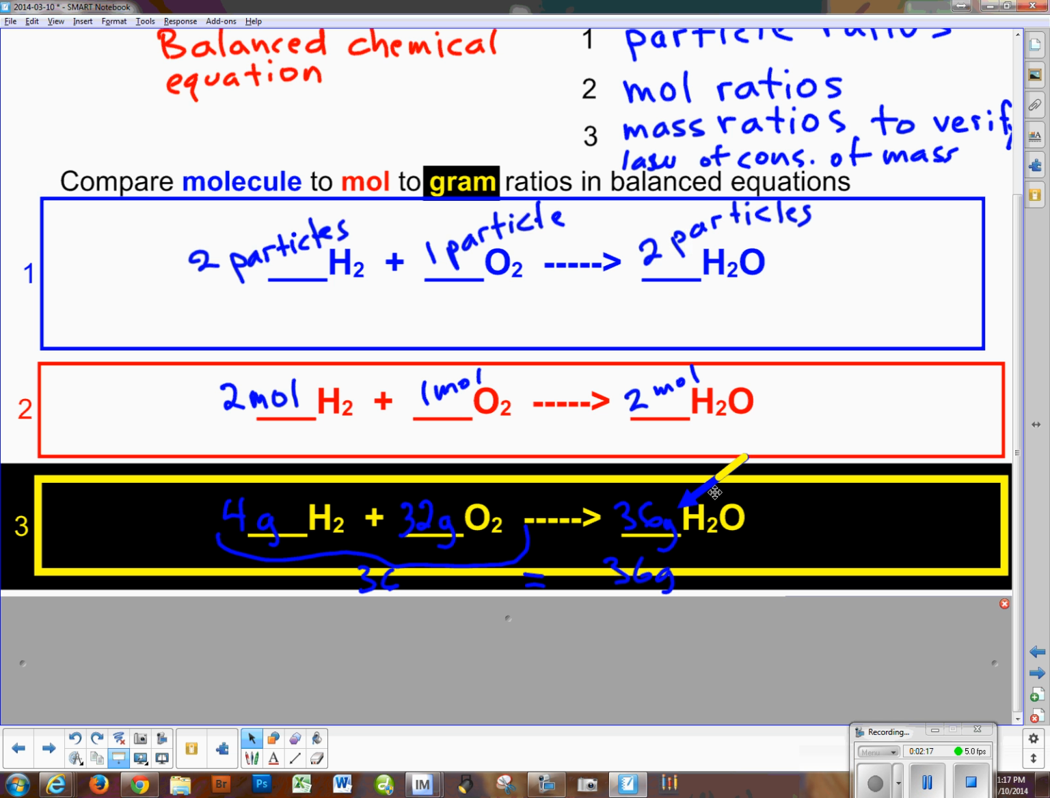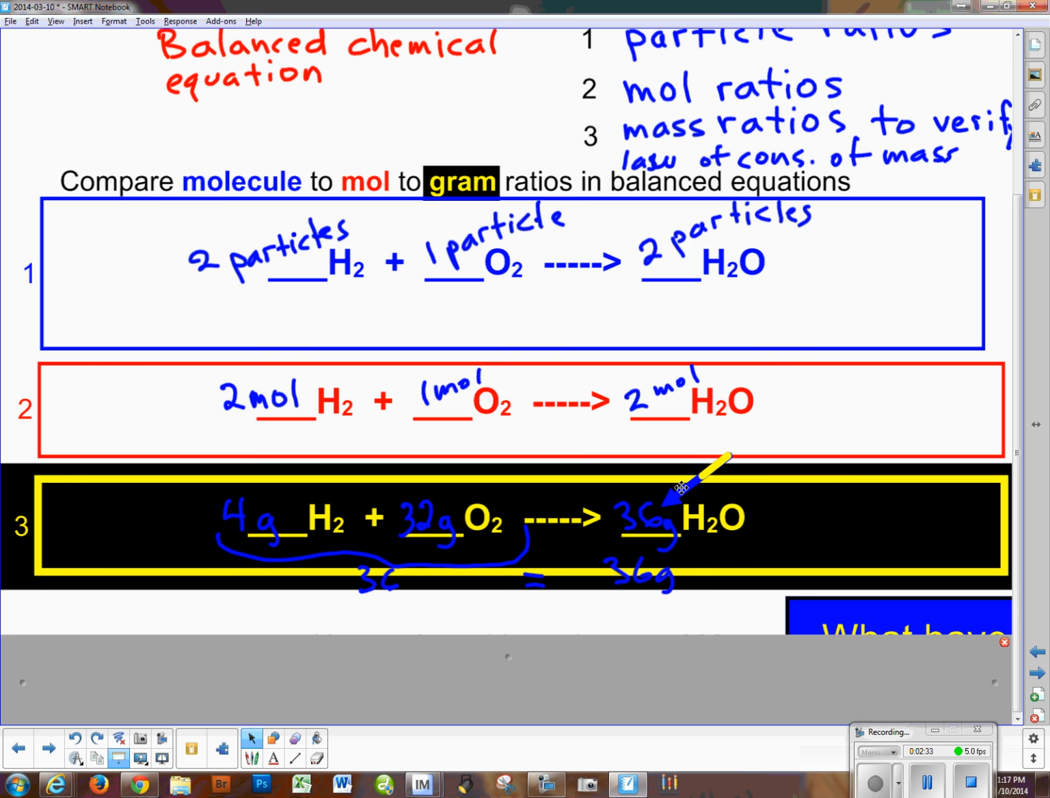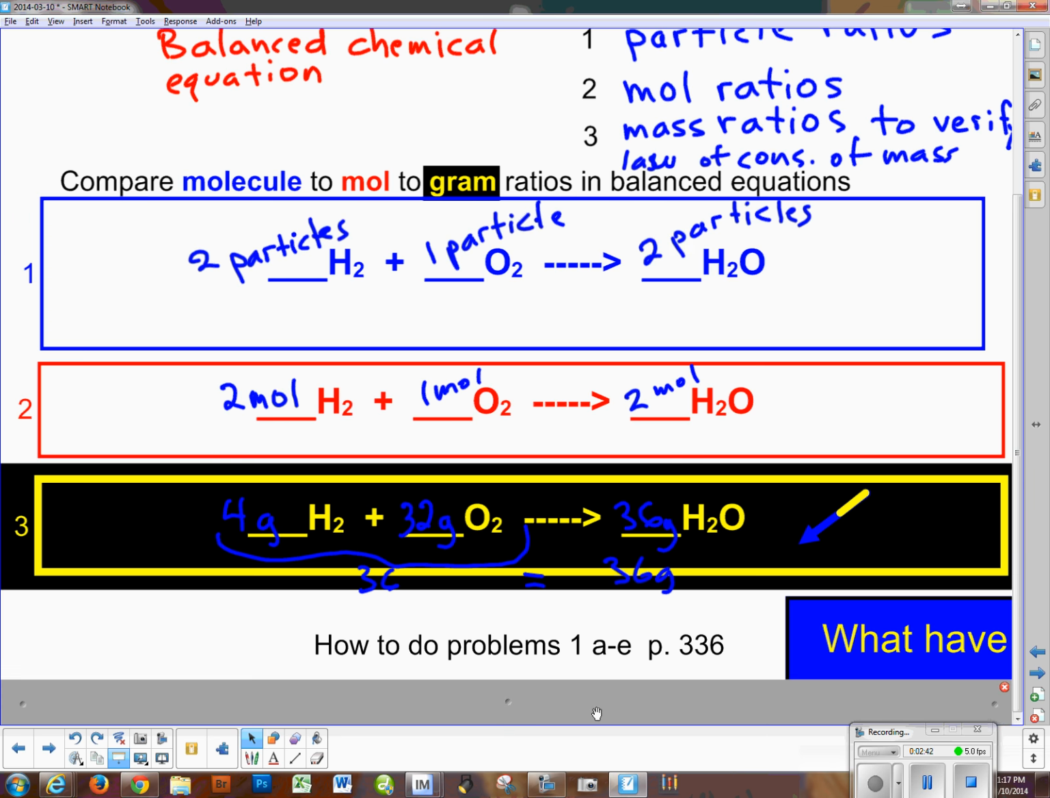And then here you have 2 waters. The molar mass of water is 18, and so the coefficient of 2 means that we're going to have 36 grams for every 2 moles of water. And as you see, 36 is equal to 36 when we add it all up. And what we've learned here, and what we learned today in class, is that we can do problems 1A through E on page 356 and follow this format, and everything will be good.